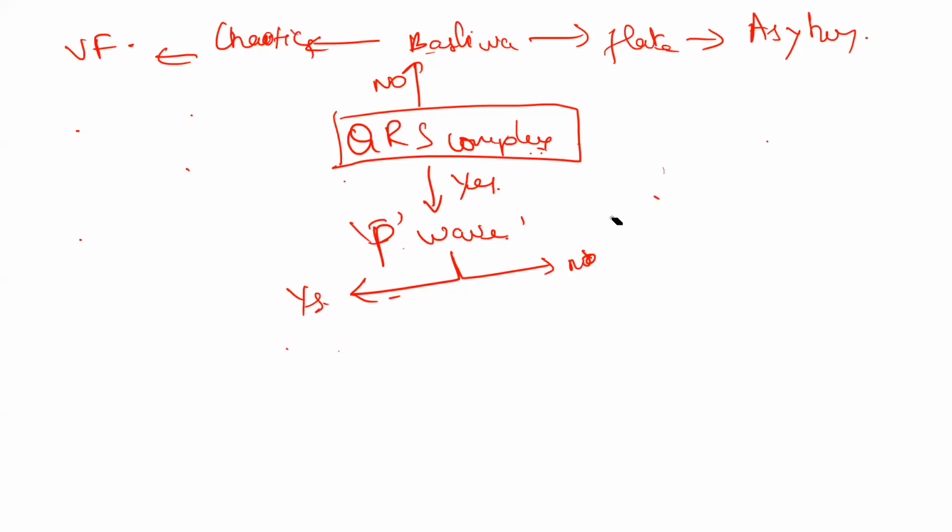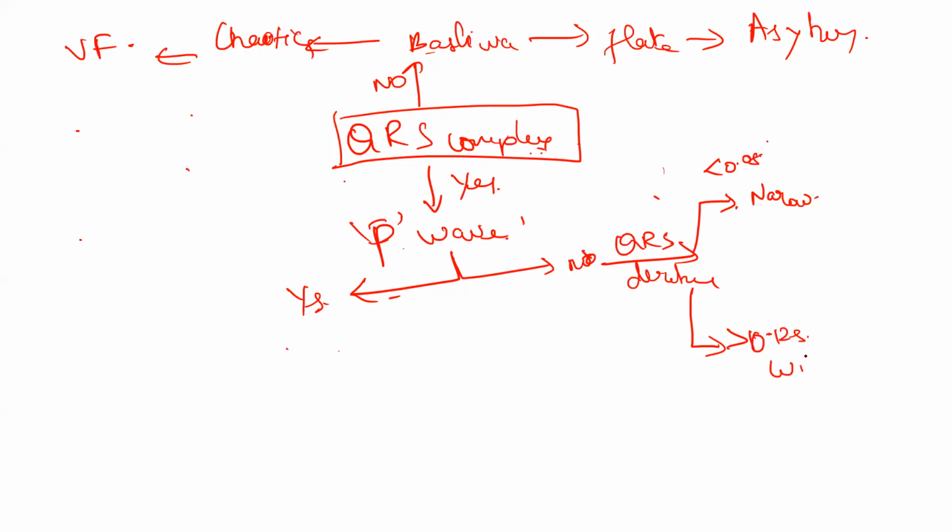Check the QRS duration. What is the normal QRS duration? 0.08 to 0.12 seconds. So if it is less than 0.08, it is going to be narrow. If it is more than 0.12 seconds, it is going to be wide. Okay. Now we are coming to this segment.